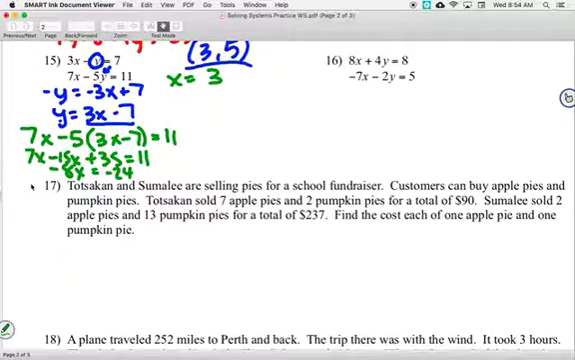Now I still need to plug that 3 back in someplace. So let's do it into this equation, the one that we've already solved for y. This is going to be the most efficient, easiest way to use this. So it'd be 3 times 3 minus 7. 3 times 3 is 9. 9 minus 7 is 2.